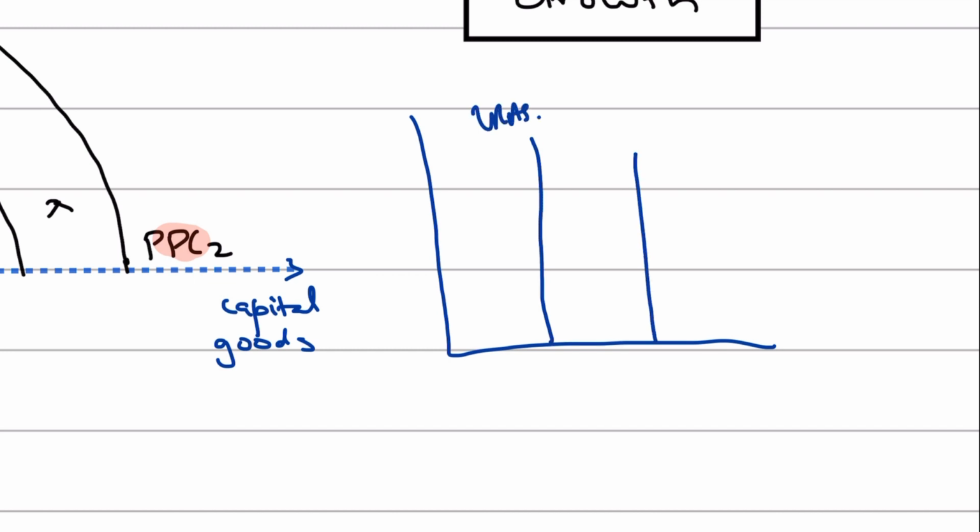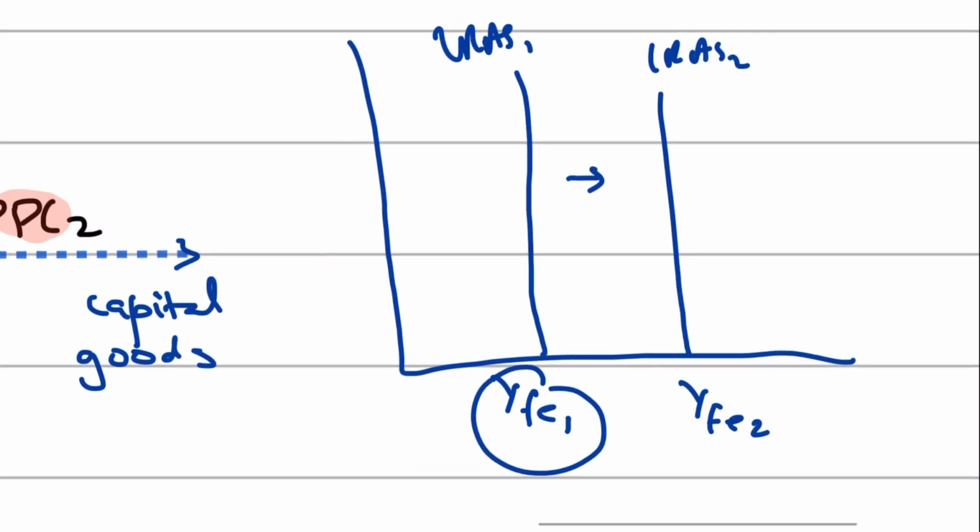This movement from LRAS1 to LRAS2 is representing an increase in the full employment level of output. And this basically represents the maximum level of output that can be produced at sustainable levels, using all the resources at sustainable levels, right? Because you are drawing the classical LRAS diagram.